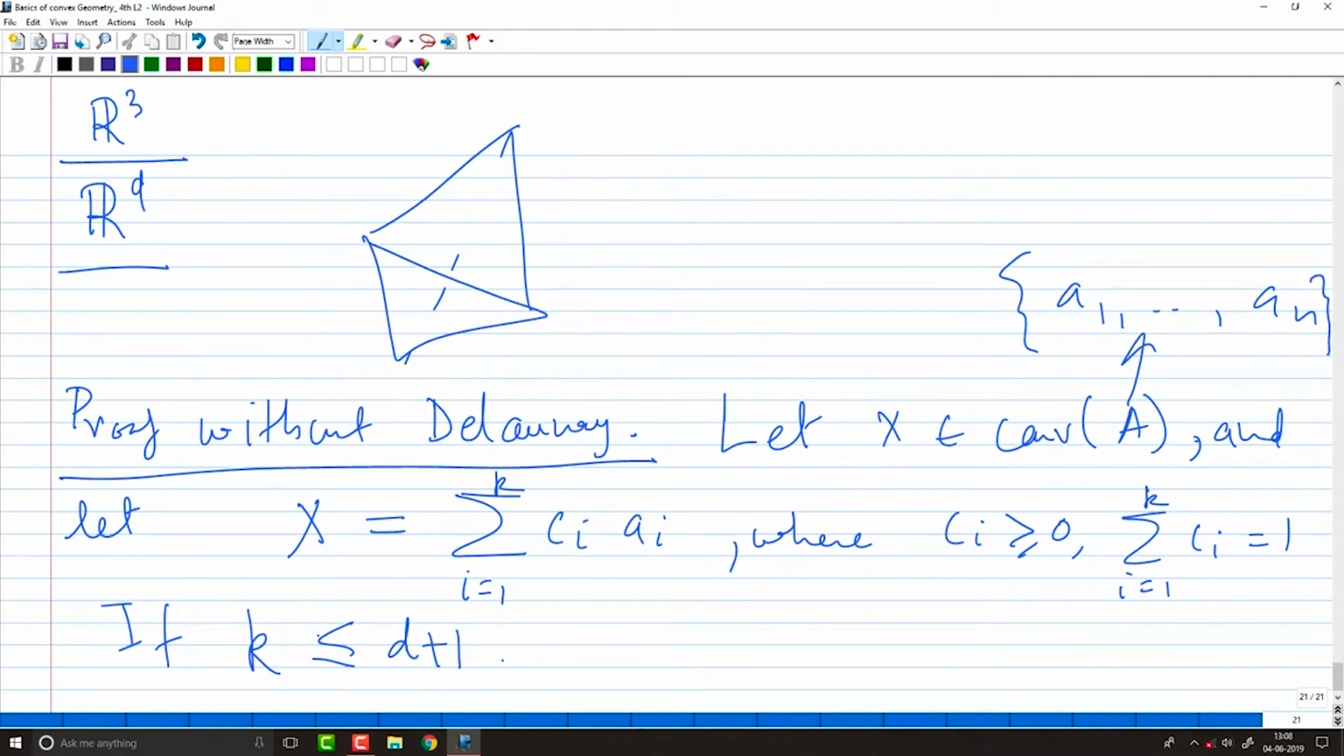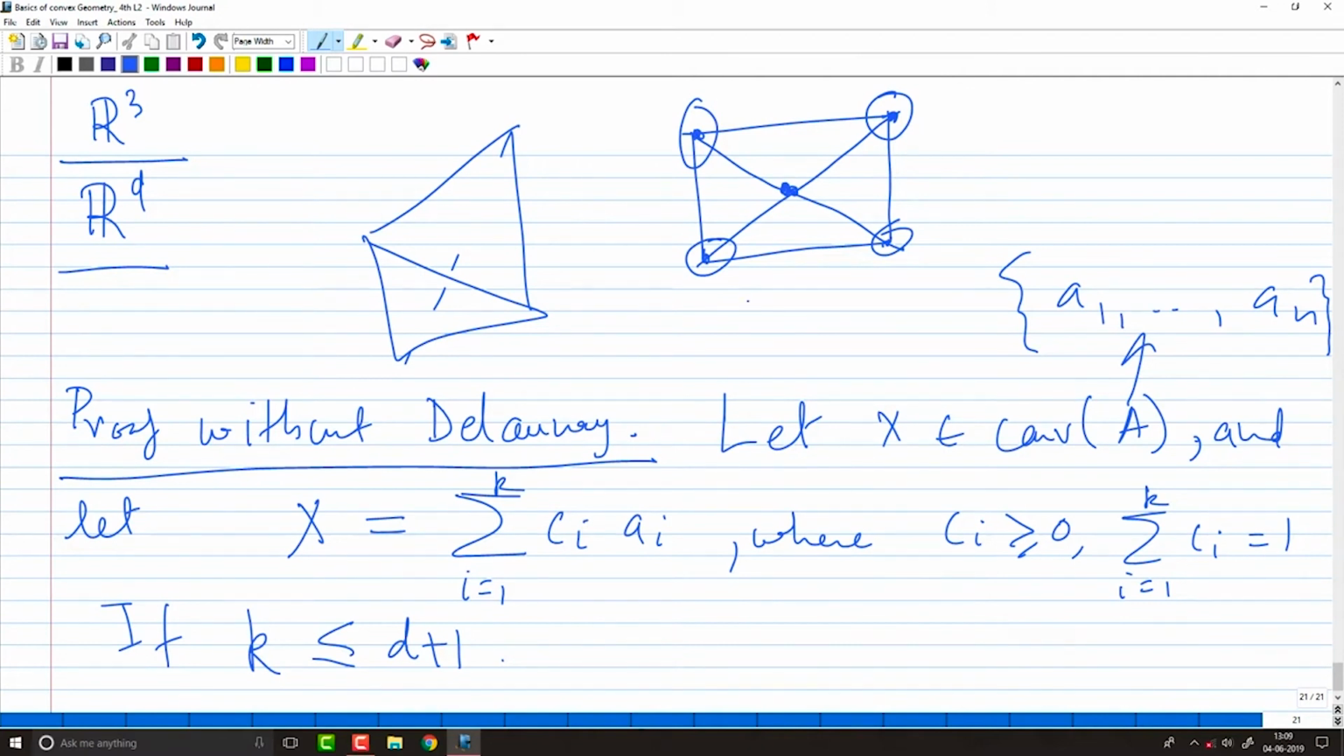Also, let us assume that out of many representations, x may have many representations. So, let us take one example. Let us say this center point belongs to something like this. This point is the intersection of the diagonals of these 4 points in R2. This point I can write as a convex combination of these 3 points, or of this point, this point, this point. Right? It does not have to be unique.